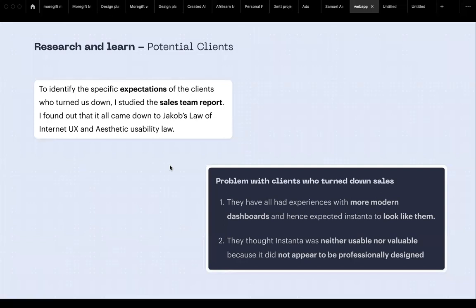That's Jakob's law. And the aesthetic-usability law states that users often perceive a good looking website to be easier to use, even if it's not easier to use. They will forgive the UX difficulties just because it looks fine. Do you get that?